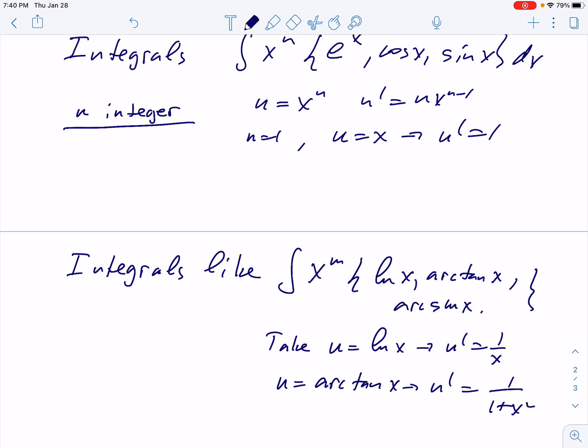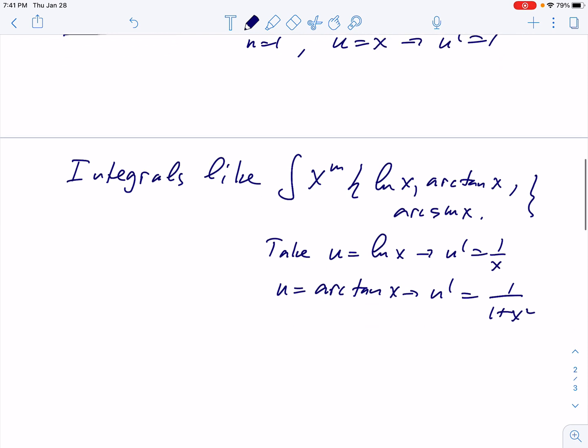And with more practice you will see how to choose this quickly. If you make a wrong choice of u and v, your integral will go in a dead-end street. It will get more complicated. So the idea is this. We want to simplify the integral. In our formula, the integral that appears on the right side should be simpler. If you see that it's not getting simpler, then you're going in the wrong direction. So let's do examples now.